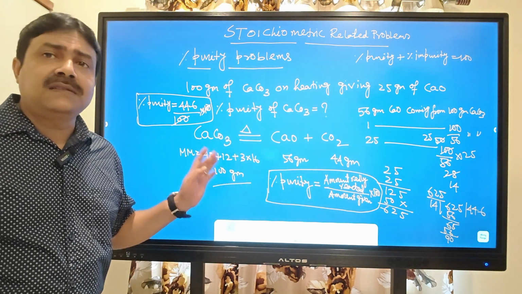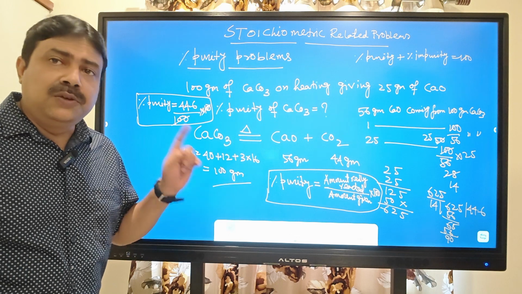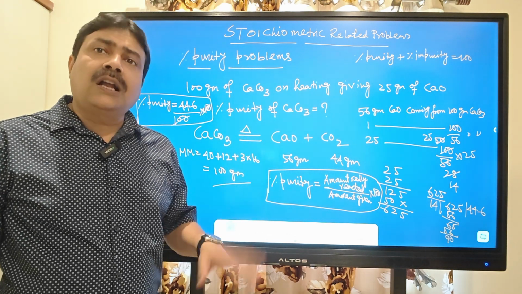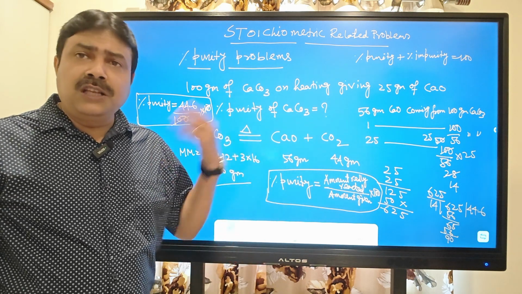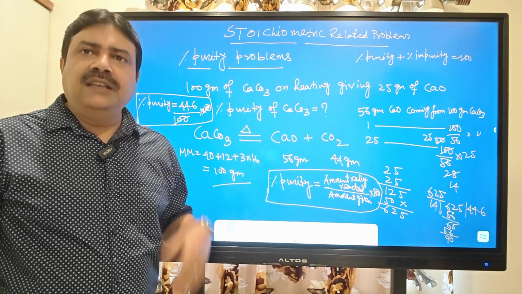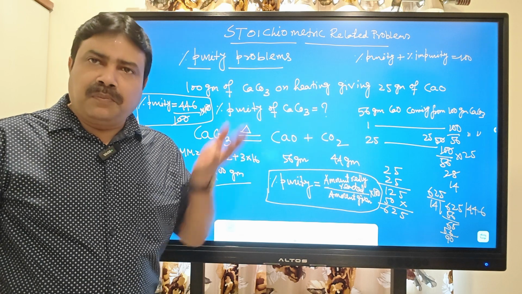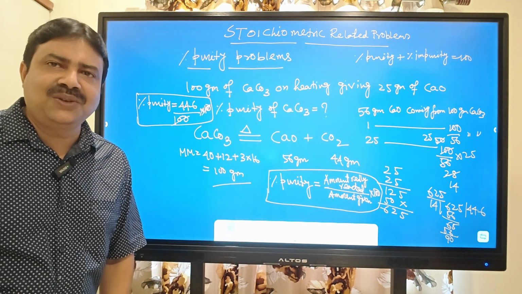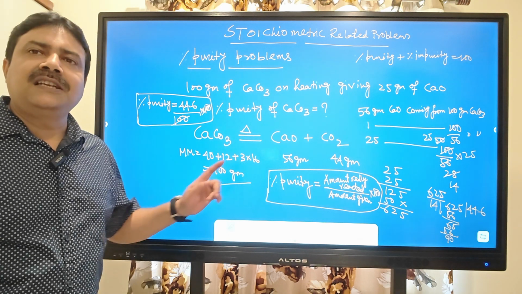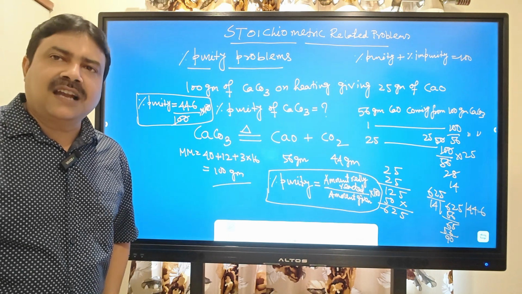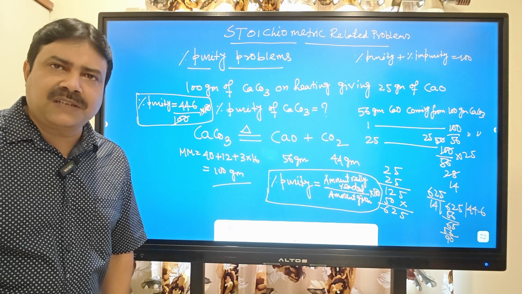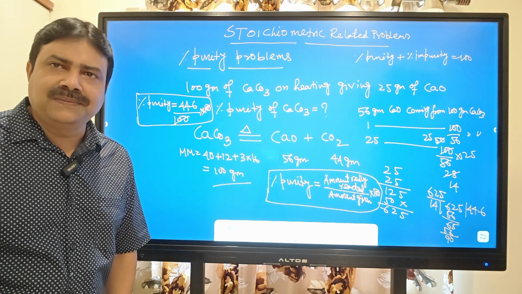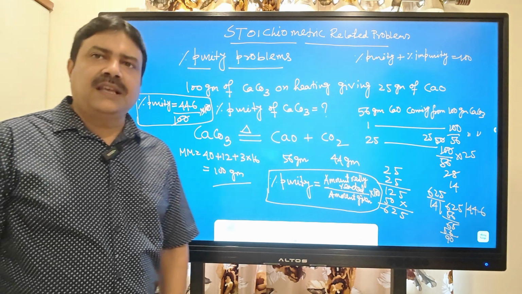Whenever a percentage purity problem is given, you need to find out, of that given amount, how much amount, or of the given mole, how much mole is really reacted. Then the amount really reacted by amount given into 100 is your percentage purity. Yes or no? Clear or not? This is percentage purity. So let us try another one or two problems on percentage purity. Okay, let's go with another problem.